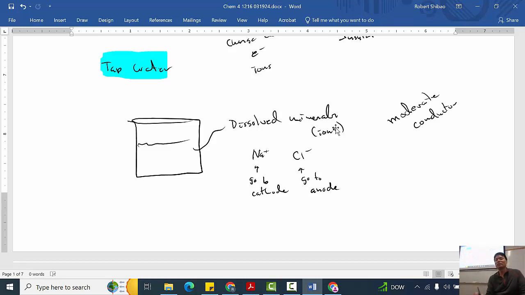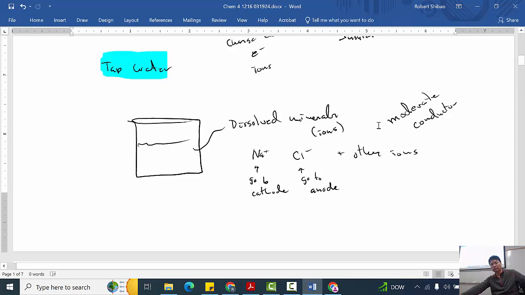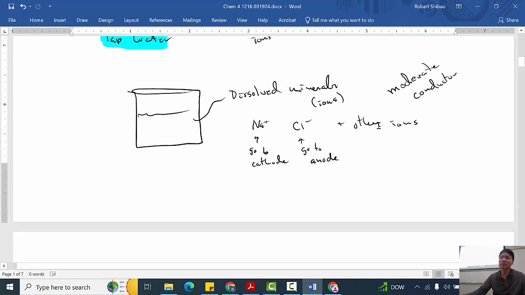There are other ions in tap water. I don't know what those other ions are. But the concentration's not terribly high compared to seawater. Do you drink seawater? Can you drink it? It's too salty, right?